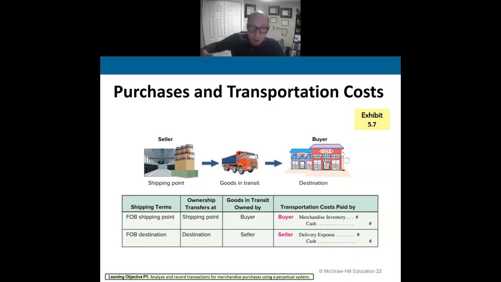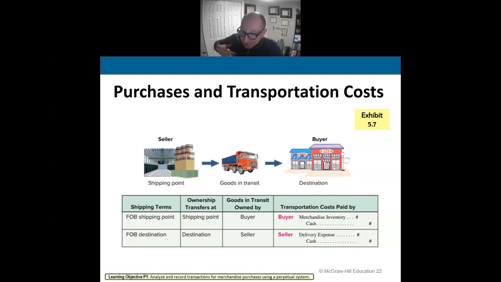So FOB shipping point is when the buyer's responsible for it while it's in transit. That also means that you're covering the cost. So we debit merchandise inventory to increase the inventory, and we credit cash because you're paying for it. So that's your transaction.